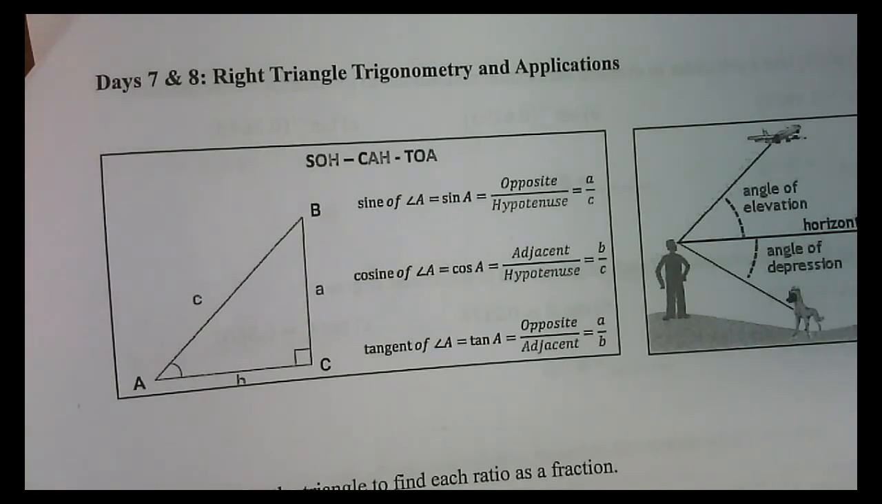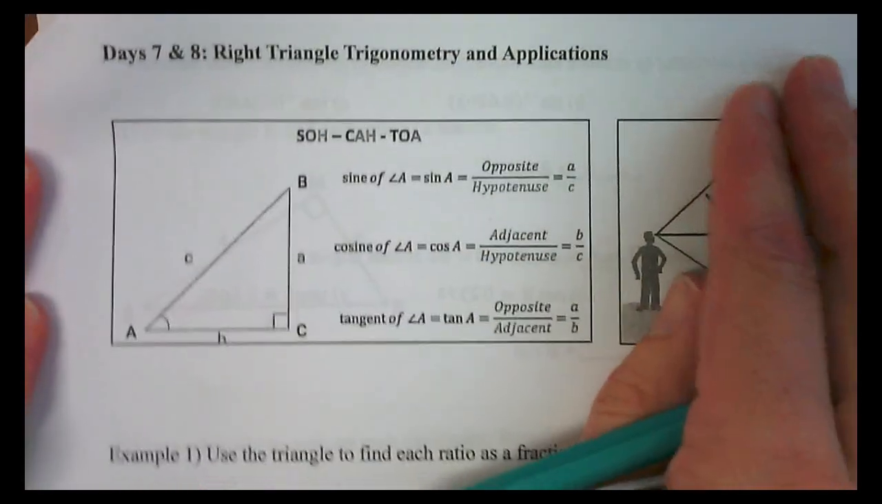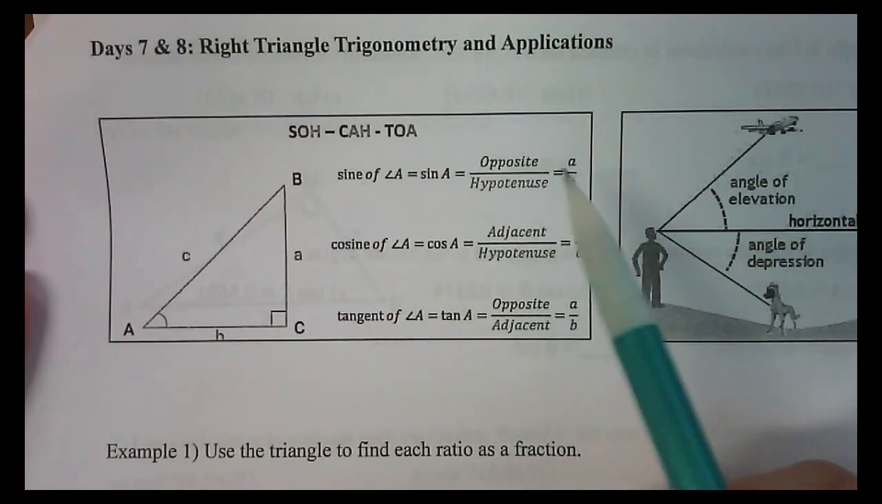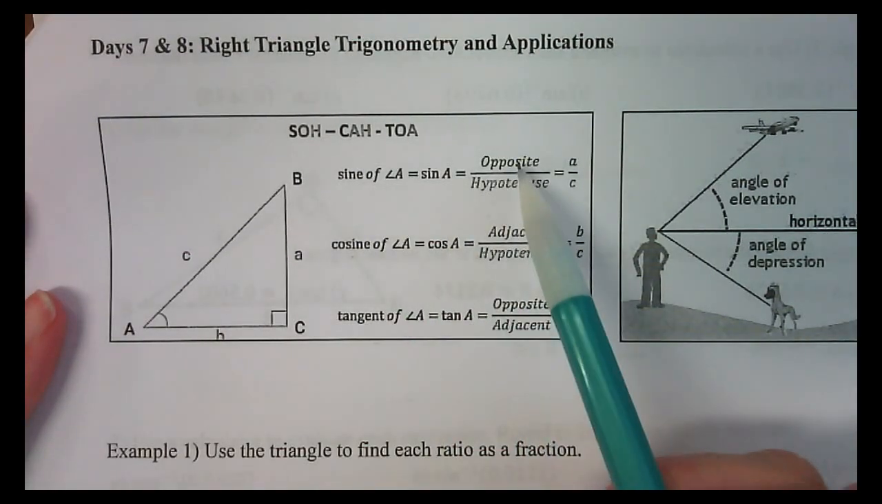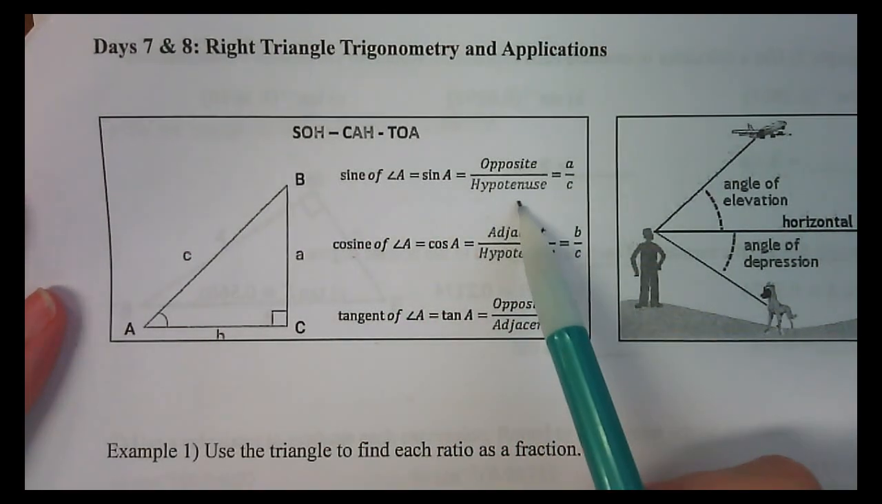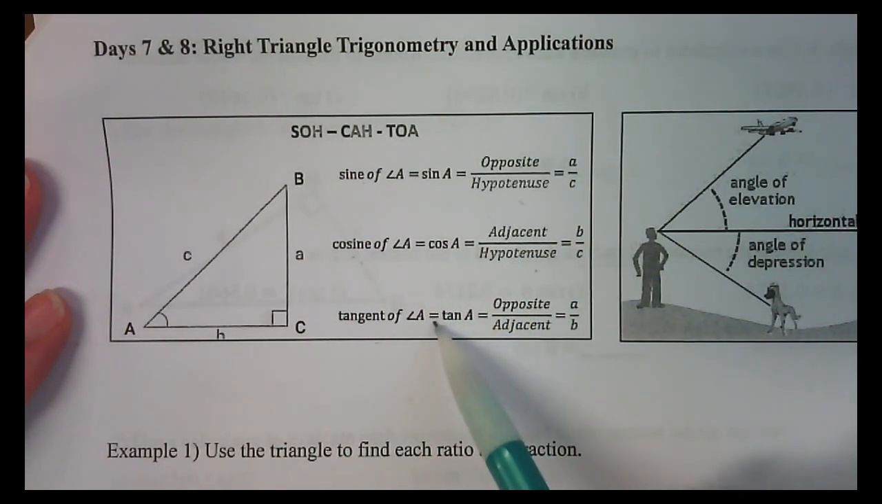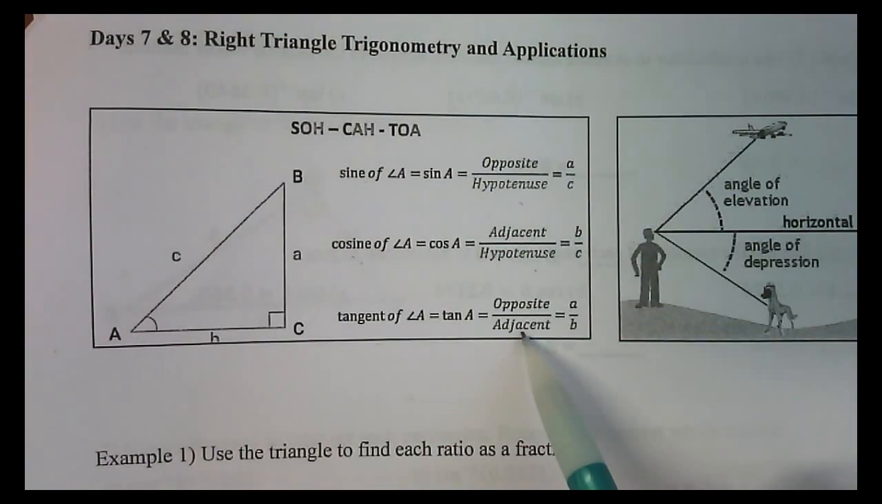All right, in this section, we're talking about right triangle trigonometry. You all learned in geometry sine, cosine, and tangent for right triangles. Sine of an angle is the opposite side over the hypotenuse. Cosine is adjacent over hypotenuse, and tangent is opposite over adjacent.